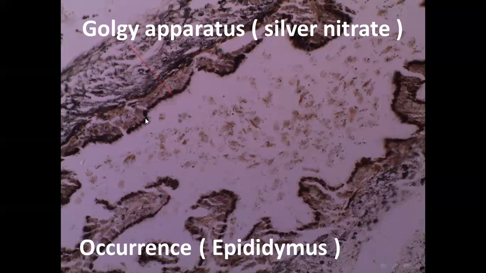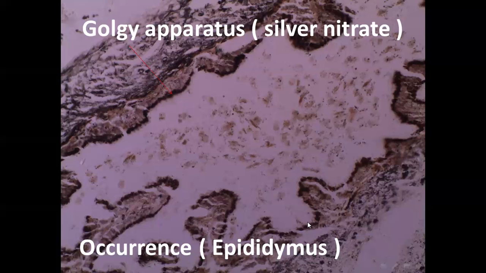Also, this Golgi apparatus appears as the positive Golgi image. This black area is the Golgi apparatus, the positive Golgi image. Also this is a positive Golgi image. The arrow indicates the positive Golgi image.